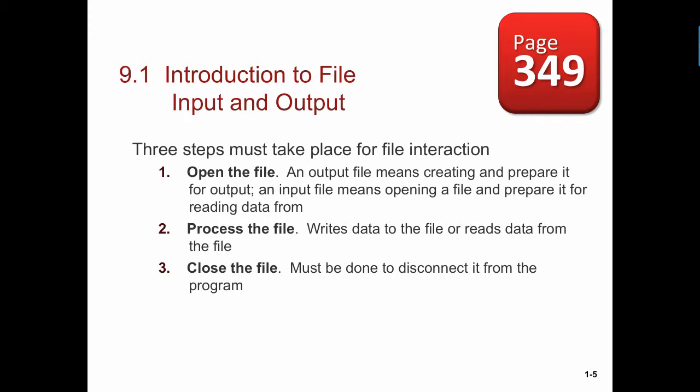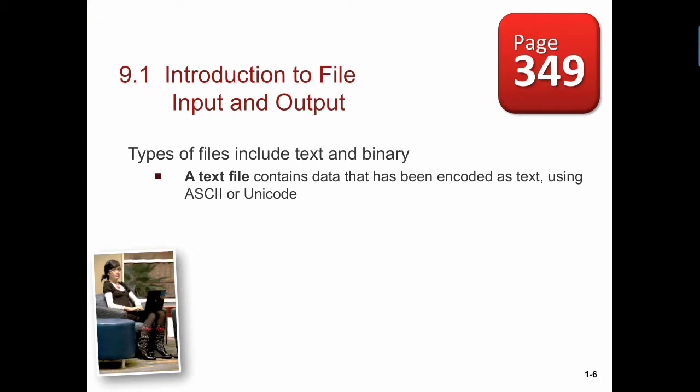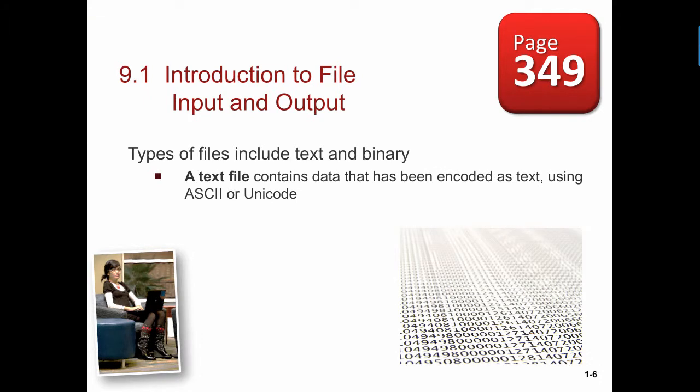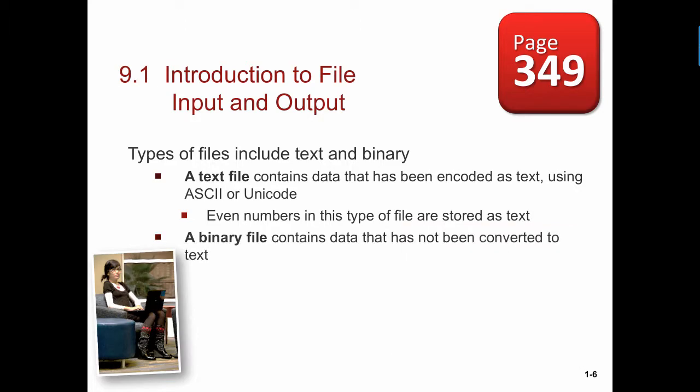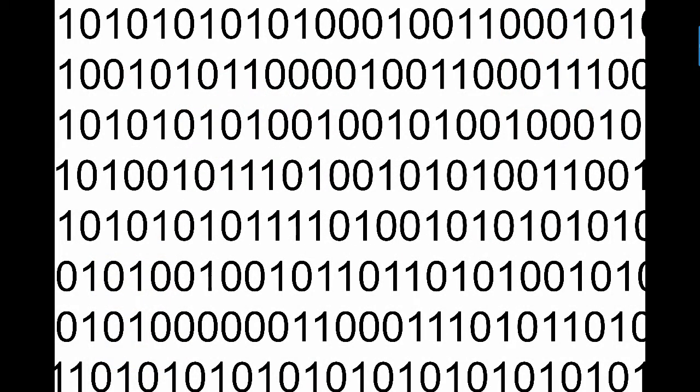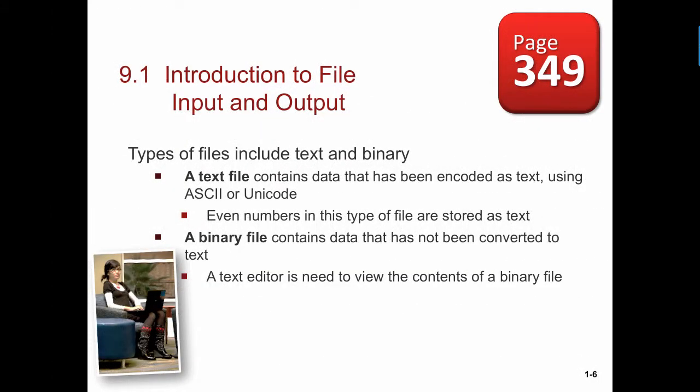Let's go into detail on this. There are two kinds of files that we usually work with. The first one is called a text file, and that's where the data has been stored as regular old text, and we can read it as ASCII or Unicode, and basically it means even numbers can be stored in a file. The second kind of file is a binary file, which includes data that hasn't been converted to text. It looks like ones and zeros. That's how it got the name binary. And usually a text editor is required to figure out what the contents are.